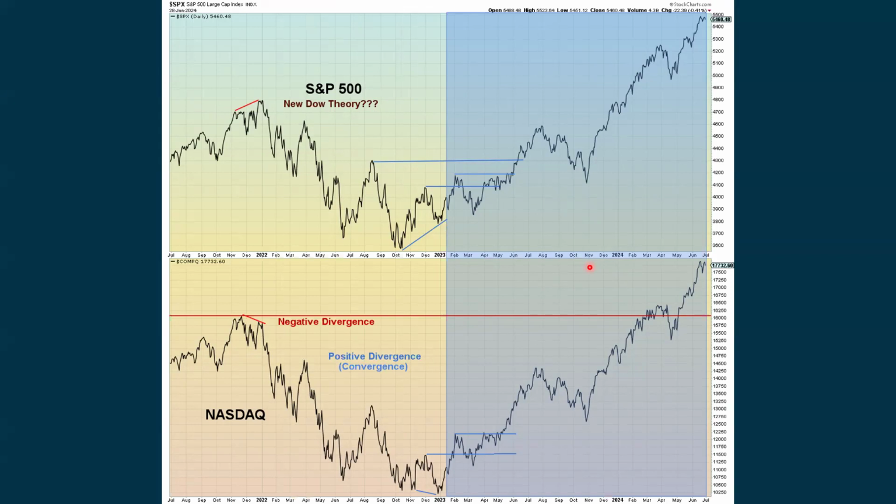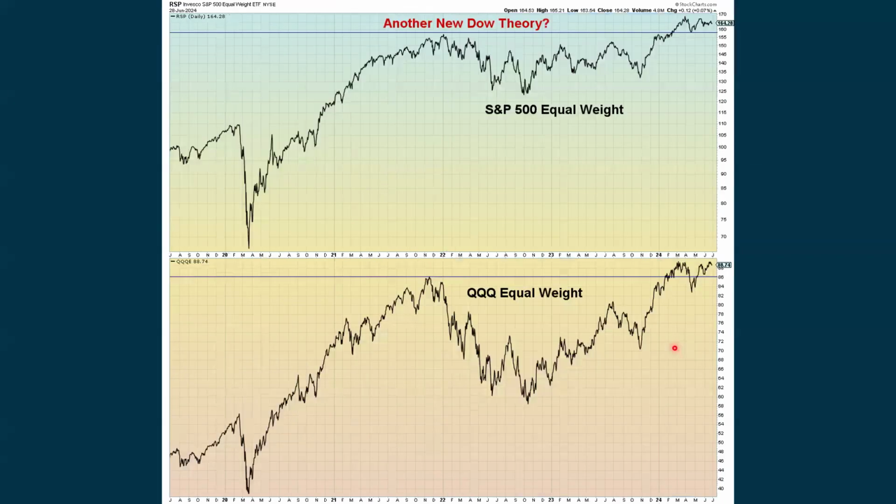And we look at a new idea behind Dow theory. Instead of using the Dow, we use the S&P. Instead of using the transports, we use the NASDAQ. And these are not really showing any negative divergences right now. They're doing fairly strong. Then this is broken down a little bit further. Instead of looking at the S&P, we look at the S&P equal weight. Instead of looking at the NASDAQ, we look at the NASDAQ 100 equal weight, where we're coming back to previous highs here with the QQQ equal weight ETF, but we have not set new all-time highs here with the equal weight S&P 500. That's a bit of a negative divergence and a little bit of a concern.